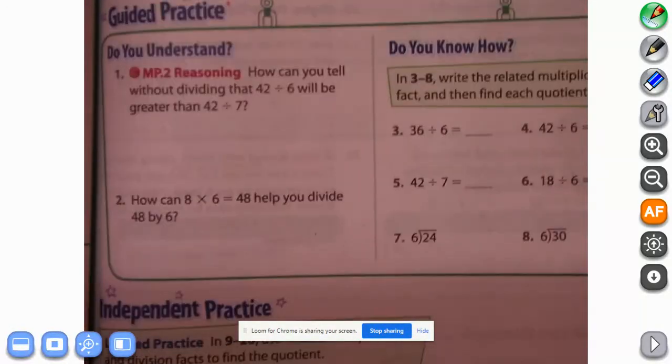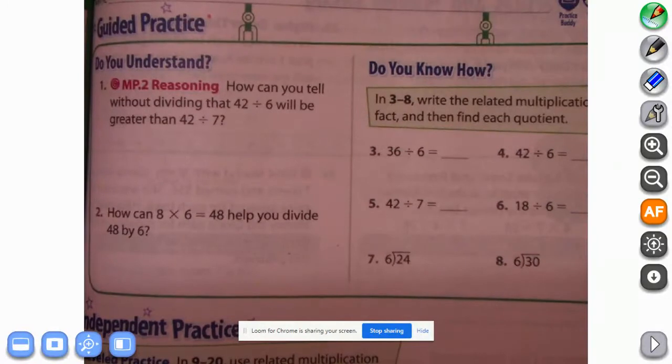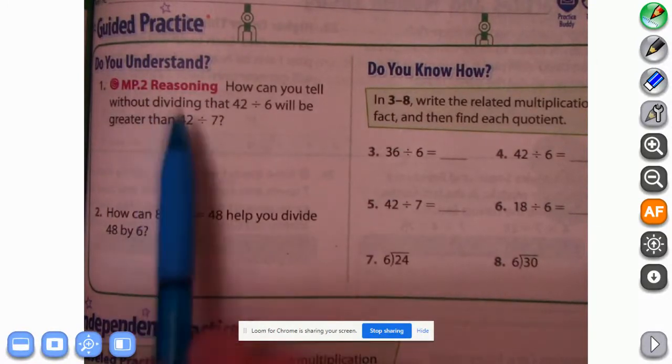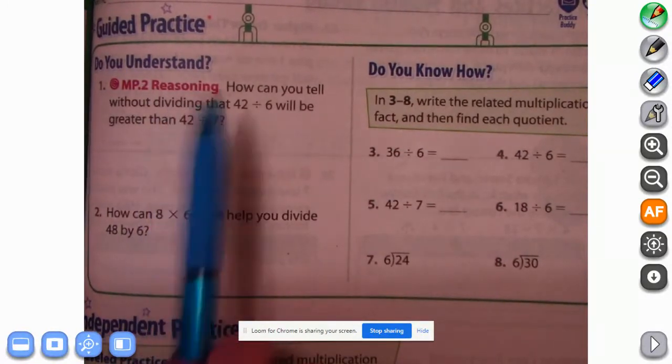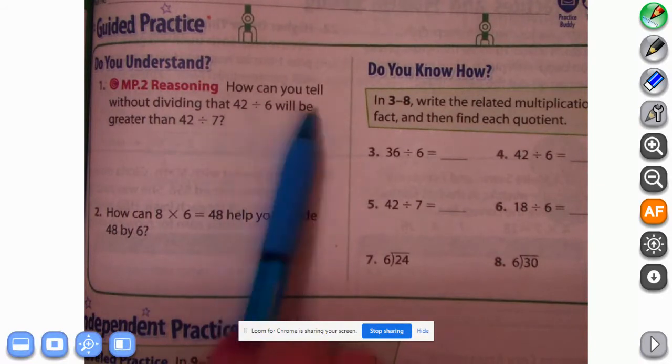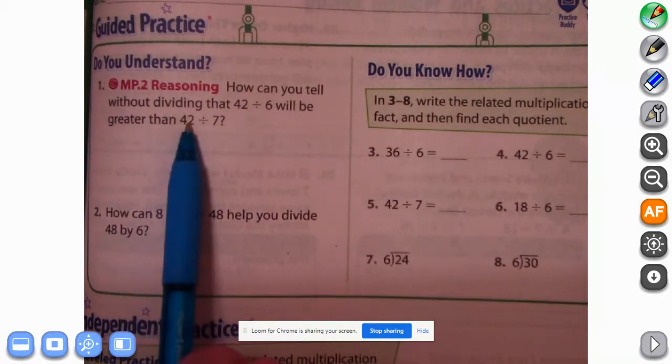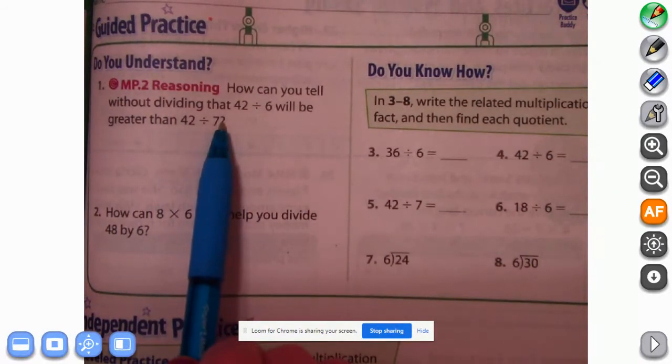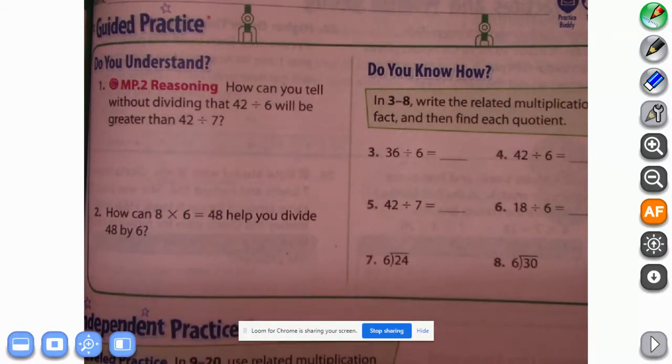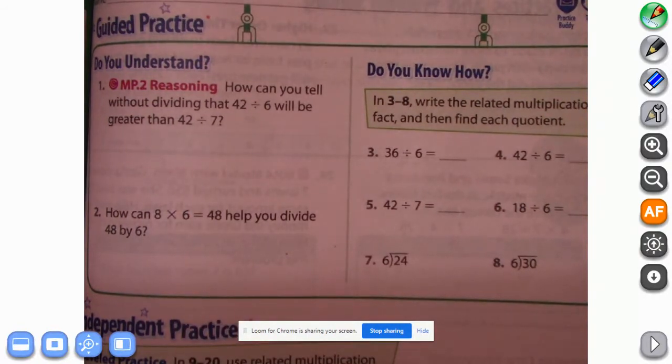All right, let's go to the guided practice on page 183. Let's go to number 1. Get nice and close so we can see it. How can you tell without dividing that 42 divided by 6 will be greater than 42 divided by 7?